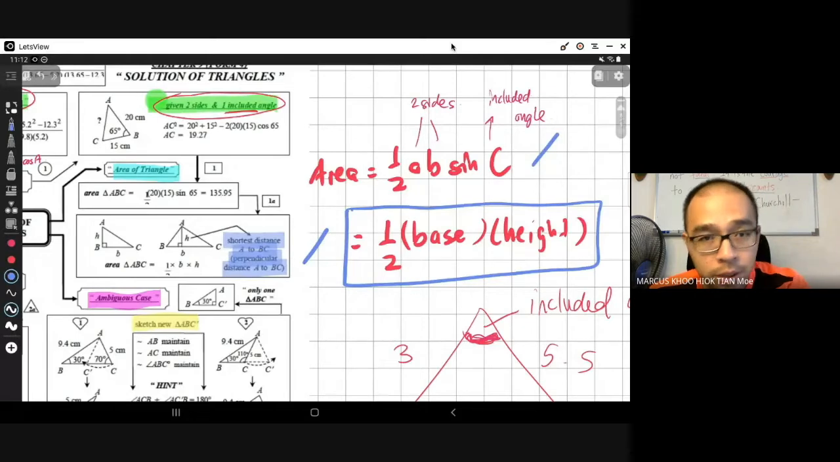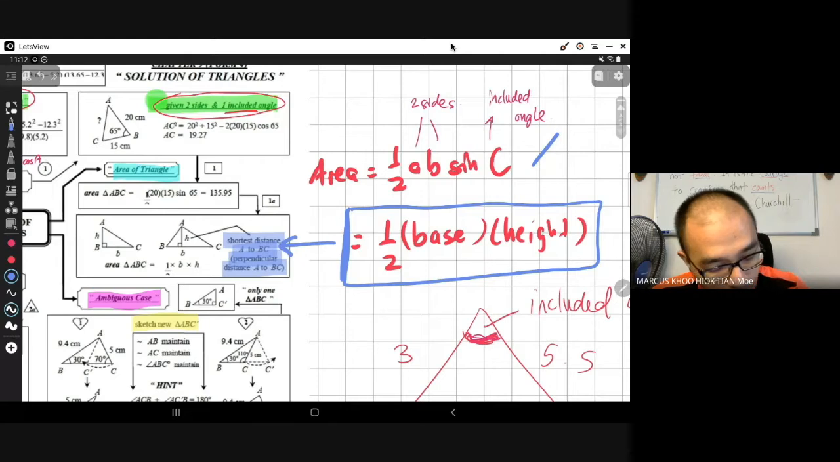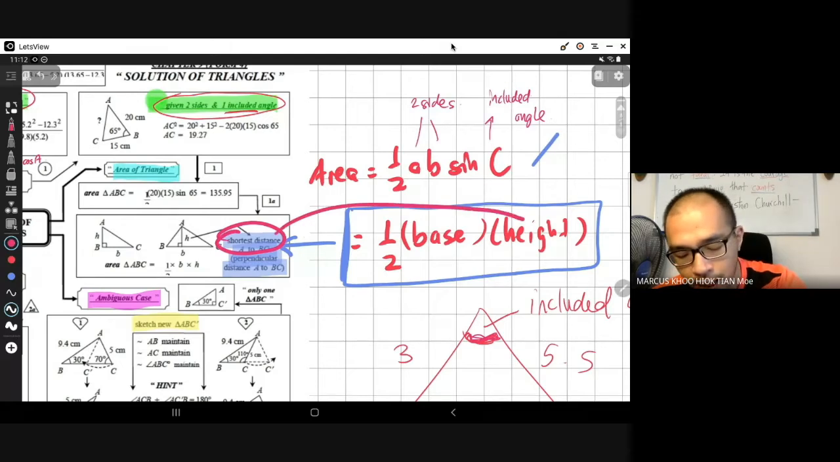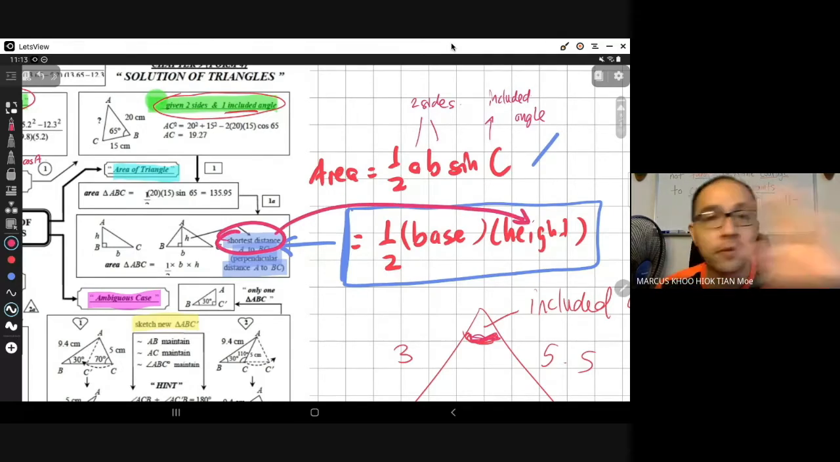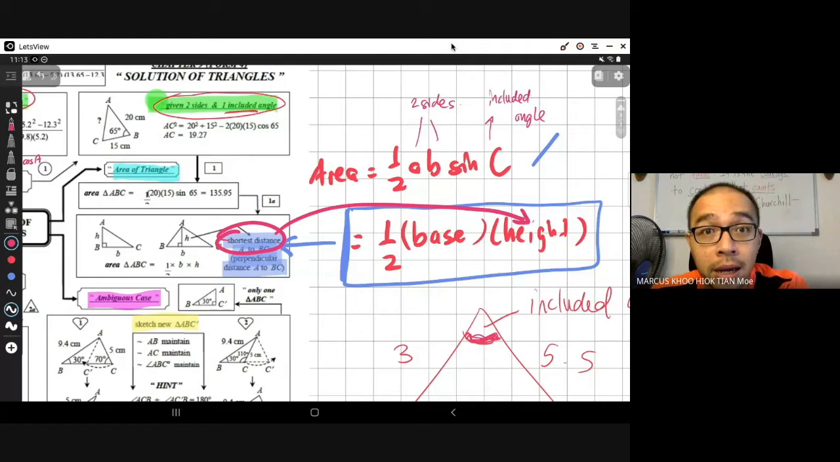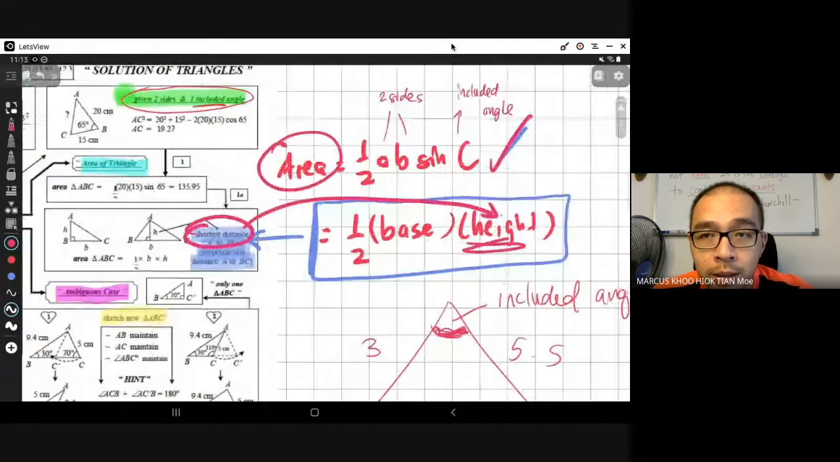Usually when we use half times base times height, we talk about the situation where you see the words shortest distance. When you see the shortest distance from one point to one line, usually the shortest distance is the height. Most of the time the questions will say, find the shortest distance. So you must say, shortest distance means I must use the half times base times height formula. But I need to know the area, then only I can find the height. So how do you find the area? You use this formula or Heron's formula, either way, then you put the same area into the Form 1 formula and find the height.